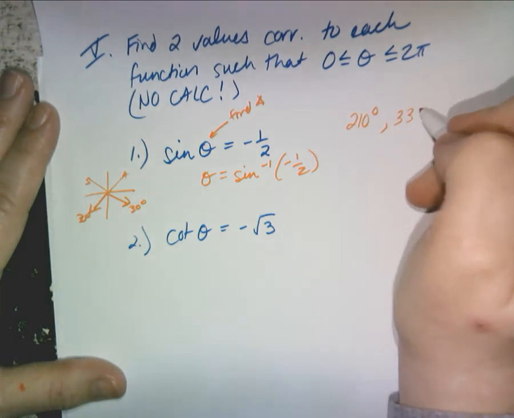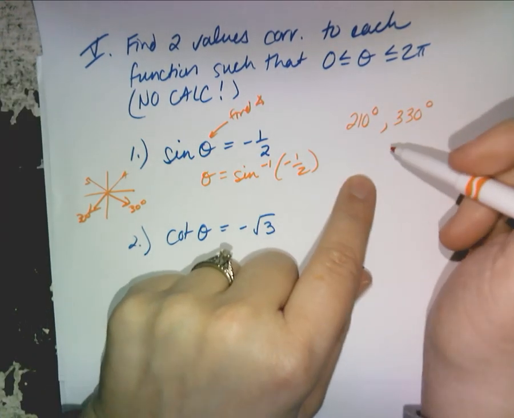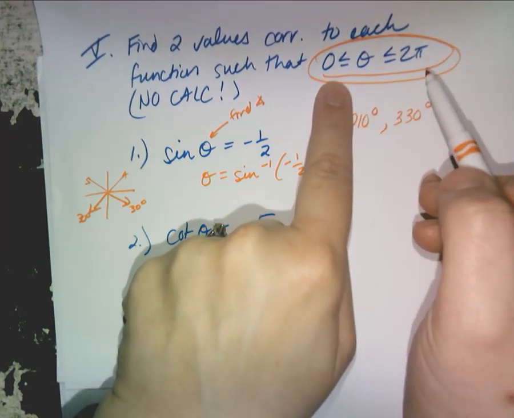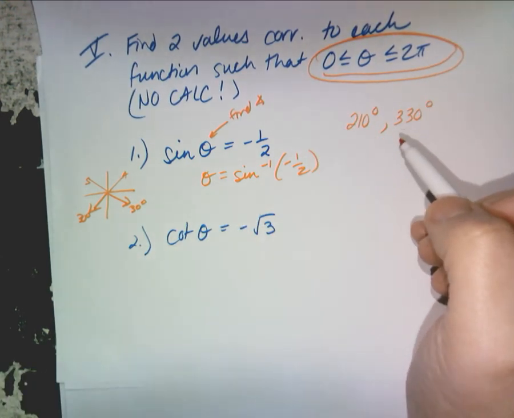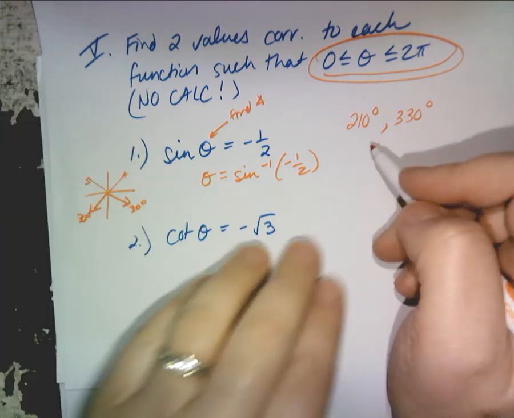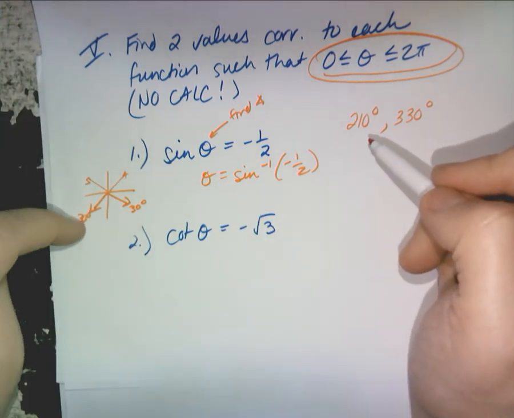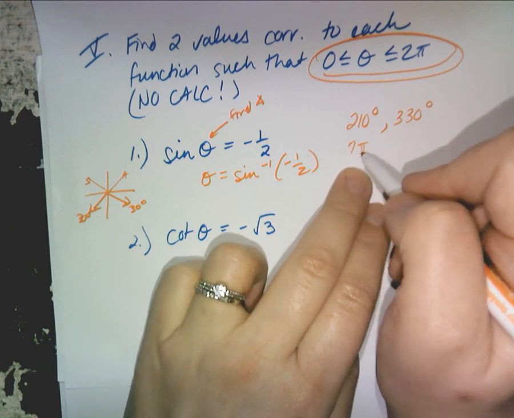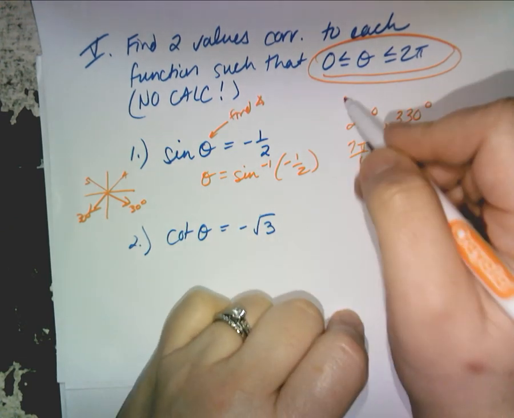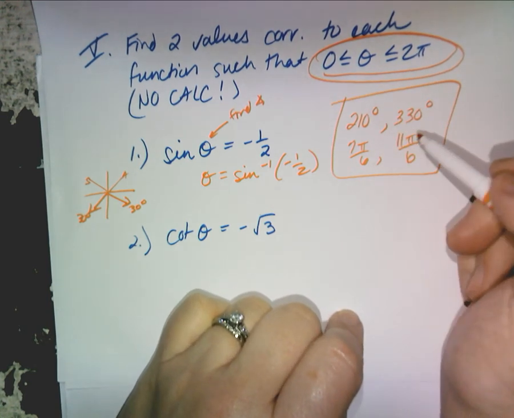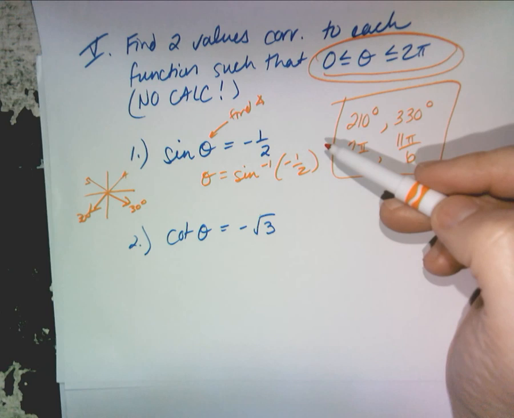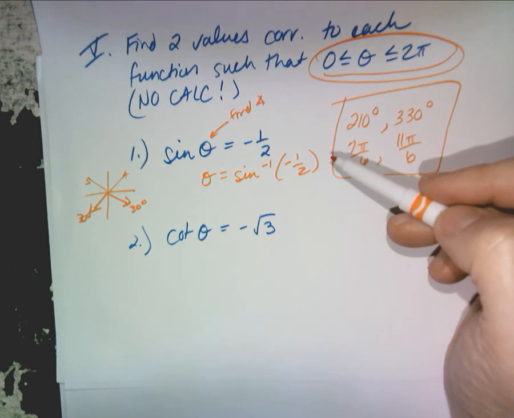330. Now, notice what they used here. This is asking you to find it in radians. Once you memorize your unit circle, you'll remember these in radian form. This is 6 pi over 6, so you're going one more, so 7 pi over 6. And this is 11 pi over 6. Those are your two angles. If you punch sine 210 in your calculator right now, you would get out negative 1/2.